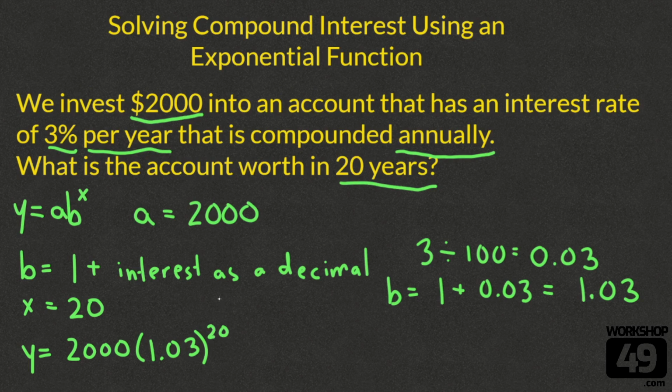In this case, 20. We can put this right into our calculator as is, 2,000 times 1.03 to the power of 20, and it's going to spit out an answer, $3,612.22. The power of compound interest. The tricky part is getting that base. Once you have that base, you can fill these numbers in, and you're going to be able to solve that.